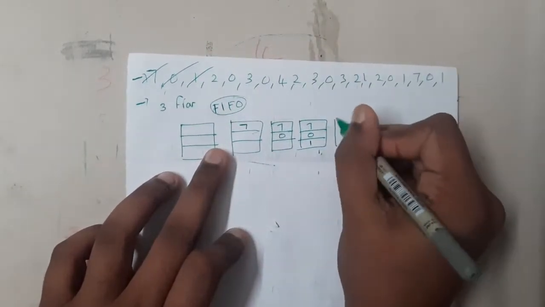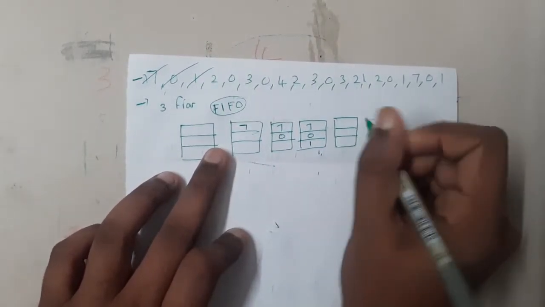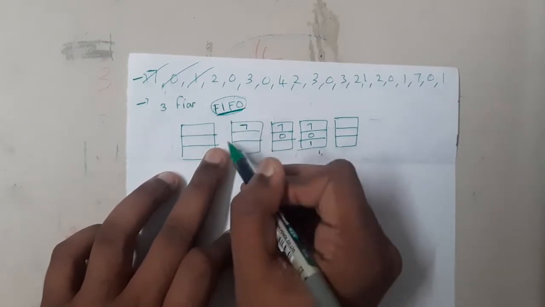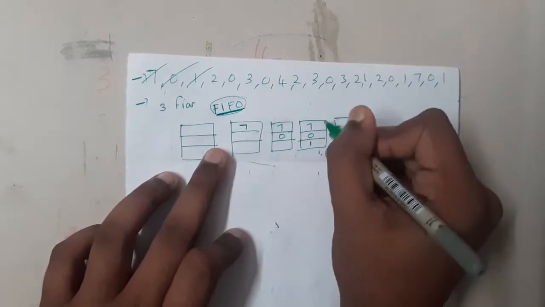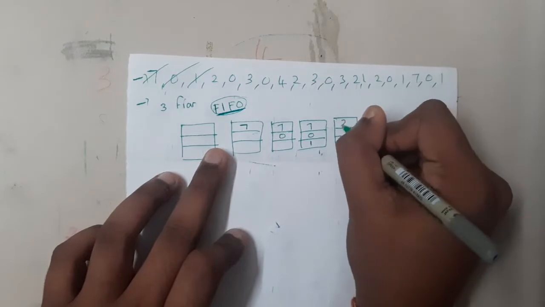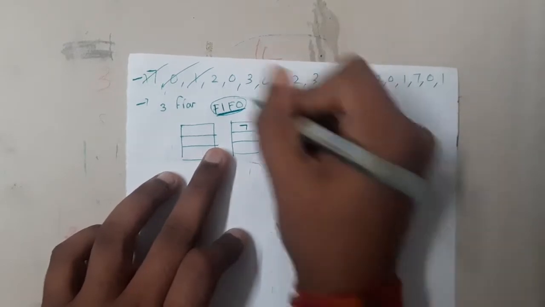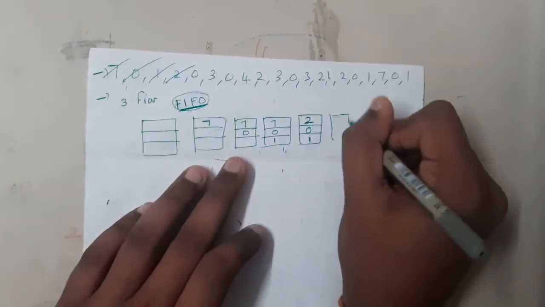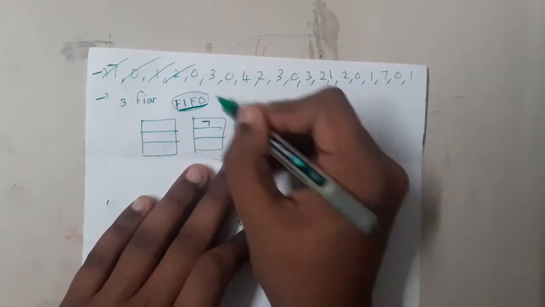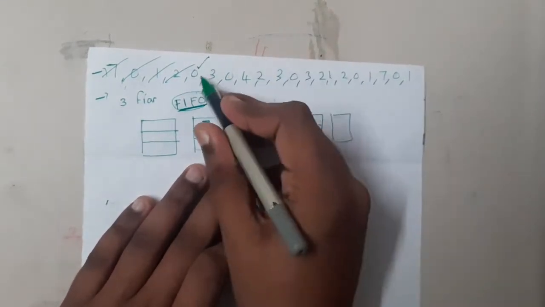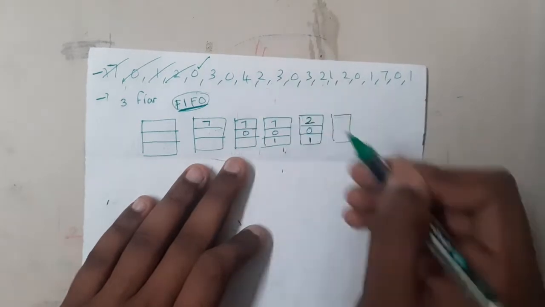Now 2 wants to come, but there is no space, right? What are we applying here? FIFO. Who came first, guys? 7 came first, so we will send him out and replace that 7 with 2 now. Moving on, we got 0, but 0 is already in the list, so there is no issue, because we will read 0 from here only. Now moving on to 3.